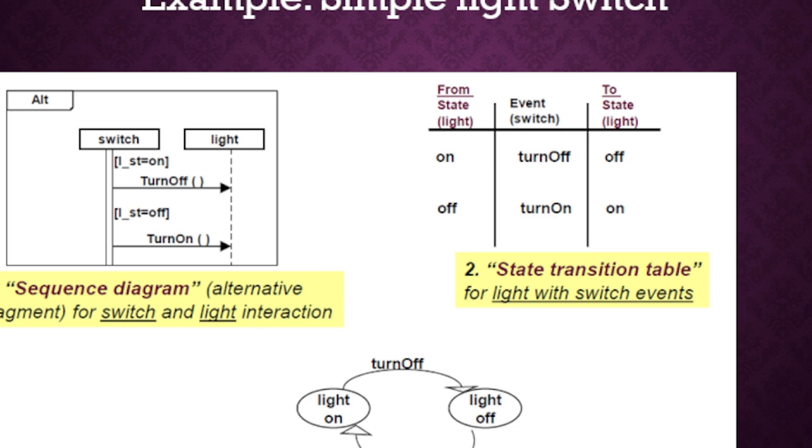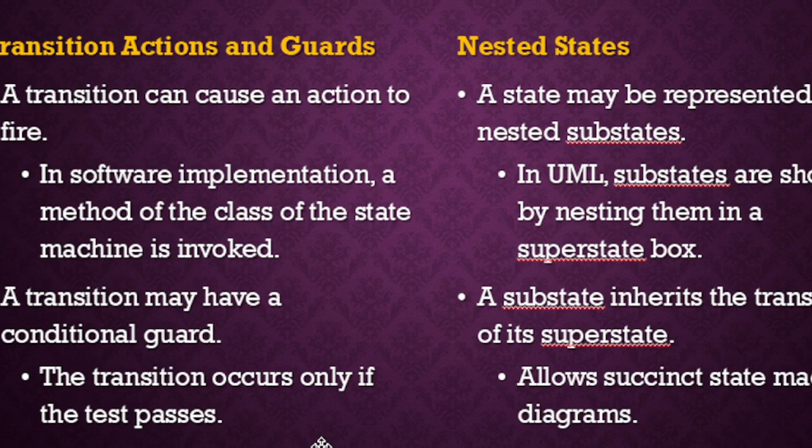Number 3 shows the same thing represented in the form of a state transition diagram, where light on is one state, turn off makes it go to light off, and from here turn on makes it go to light on. Very, very simple, without any condition, without any controls, without any specified criteria. But whenever we are capturing those transitions, there might be some conditions or transition actions which are also important to capture.